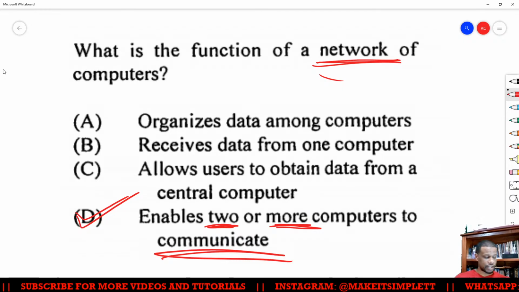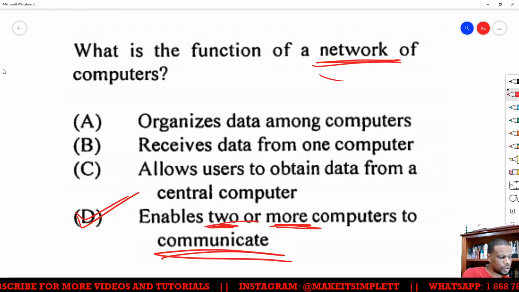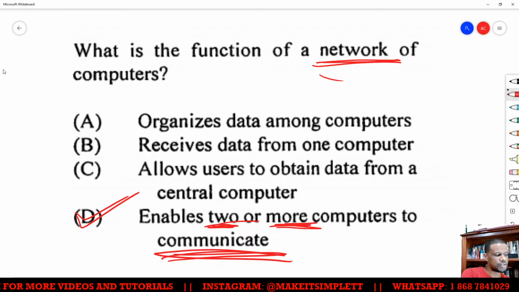Right, so I answered our question. So the point is the network is 2 or more computers and they must communicate with each other.